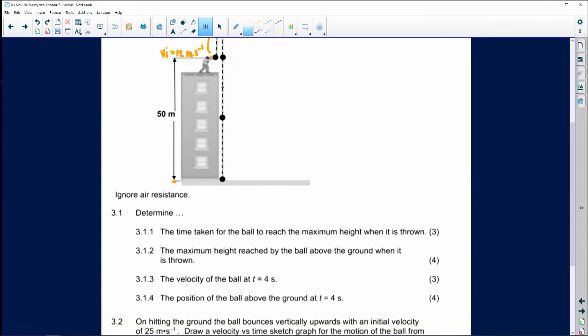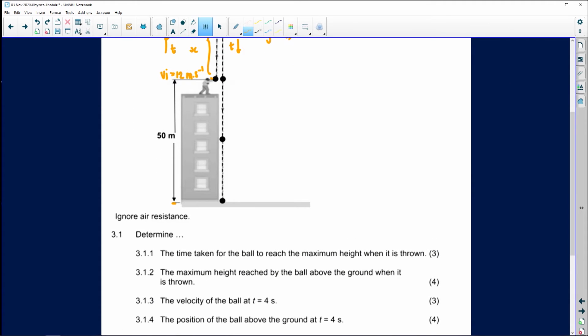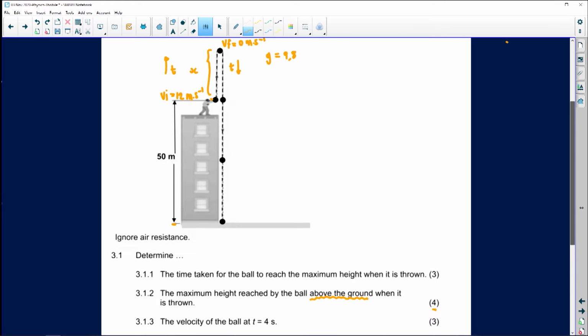So 3.1.2 says, the maximum height reached by the ball above the ground when it is thrown. Now listen to the question. It's for 4 marks. Above the ground when it is then thrown. What are they telling us? We know that it didn't start from the ground. It started from 50, but the ground, from away from the ground is another 50.